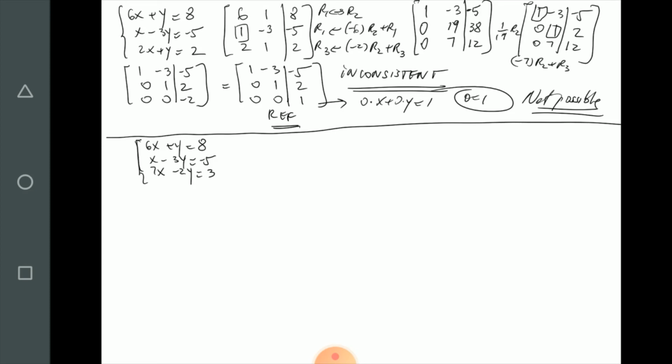So if you were to do, again, the augmented matrix, just like we did before, I'm going to do it a little bit faster now, just to see the effect.